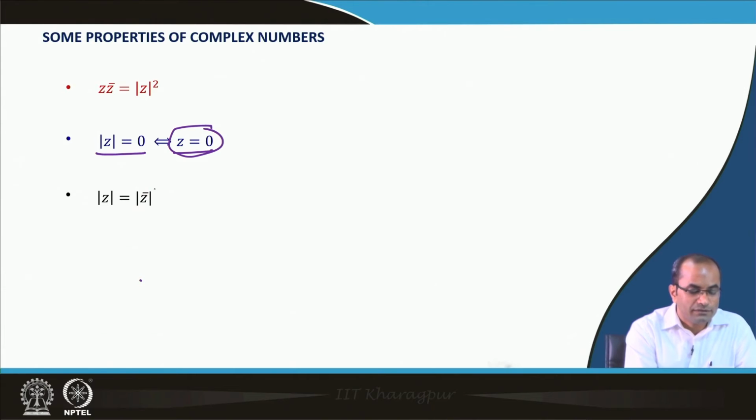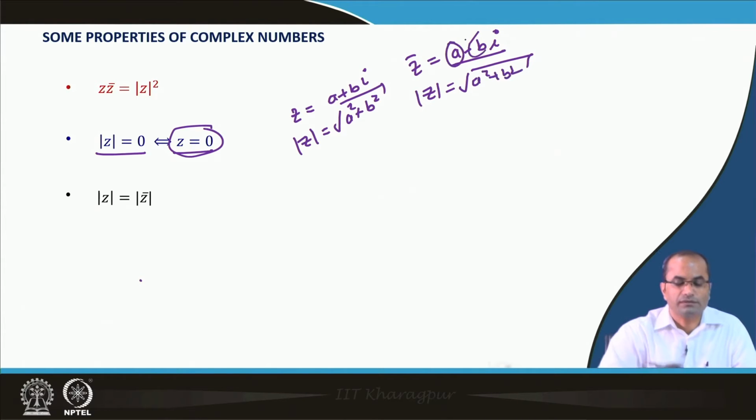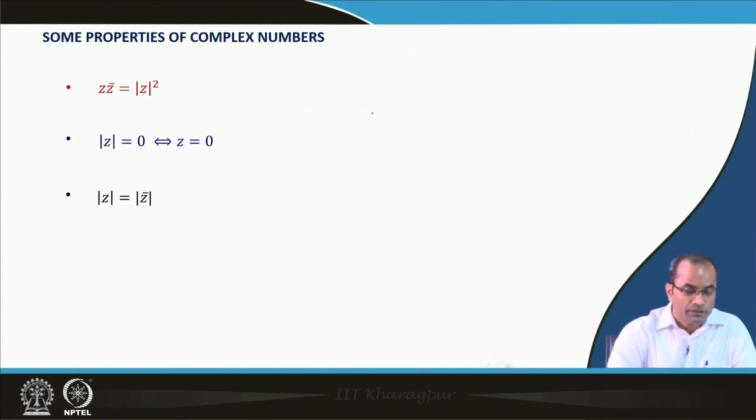So here we have the absolute value of z equal to the absolute value of z bar. This is also trivial because we have z equal to a plus ib, for instance, and if we take the absolute value, this is the square root of a square plus b square. Similarly, if we take the conjugate, that is a minus bi, and if we take the absolute value now, this is going to be the same, square root of a square plus b square, since minus b squared is b square only. So these two values are the same.